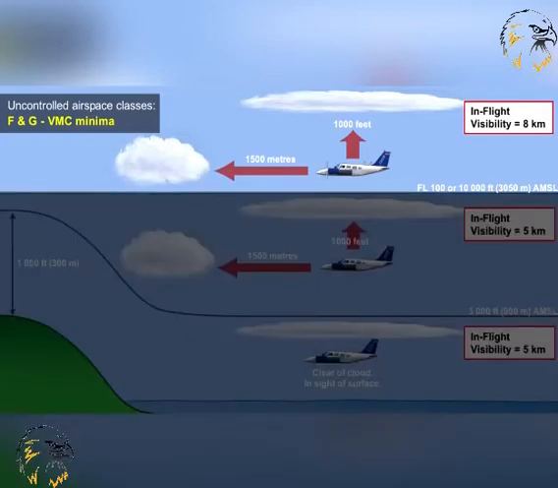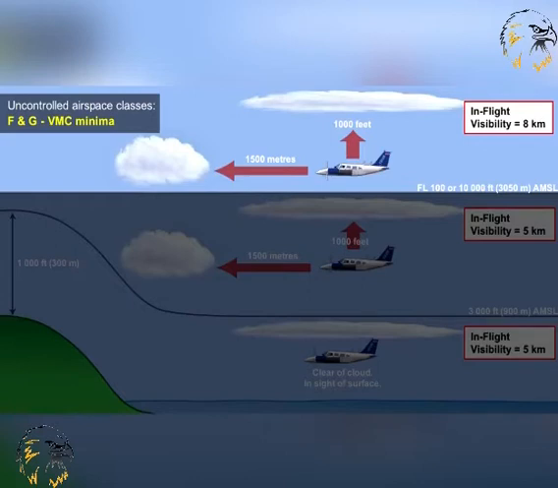Above 10,000 feet, or above flight level 100, if the transition altitude is below 10,000 feet, VMC minima in uncontrolled airspace require the pilot to have an in-flight visibility of at least 8 kilometers, and to be able to maintain vertical separation from cloud of at least 1,000 feet, and horizontal separation from cloud of at least 1,500 meters.